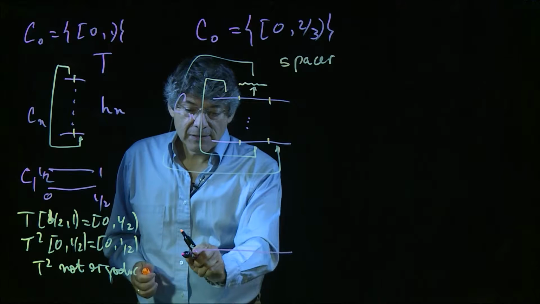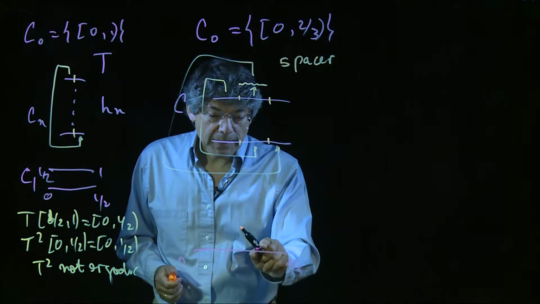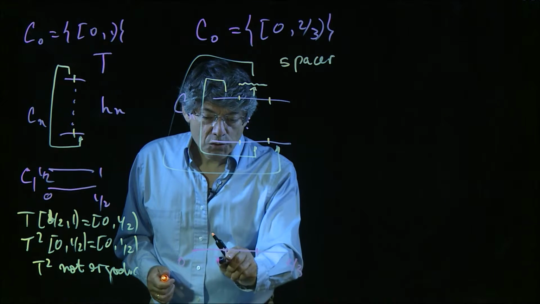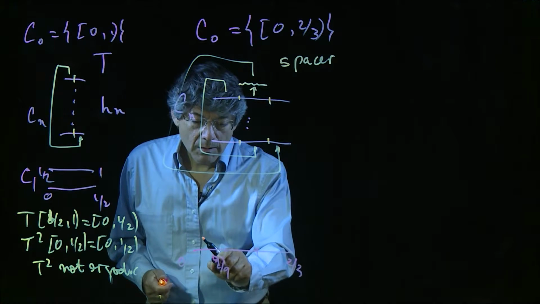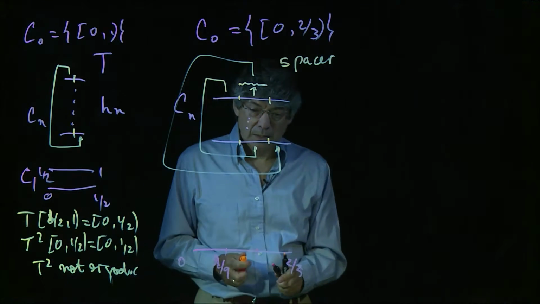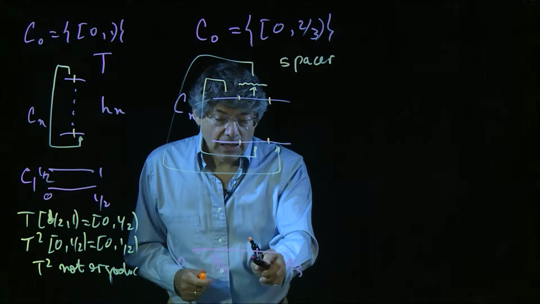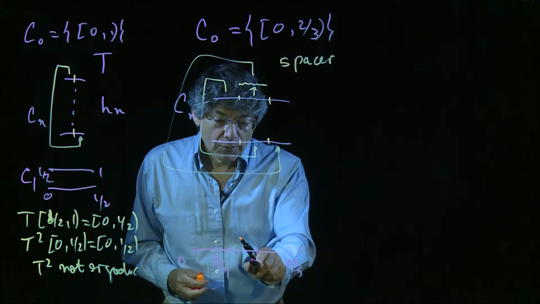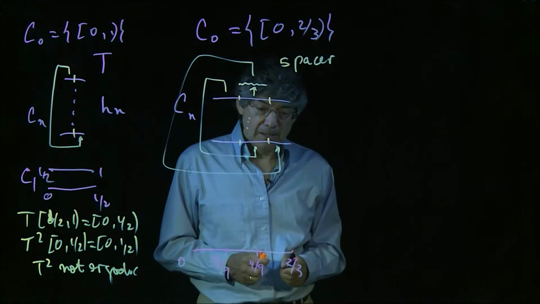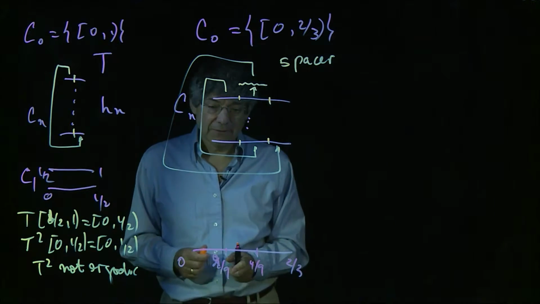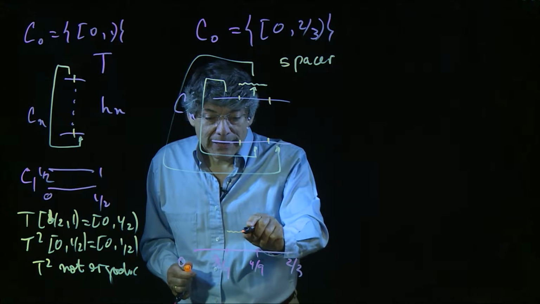And note that C0 goes from 0 to 2/3. So you cut into 3 pieces. So this will be 2/9. This will be 0 to 2/9. This will be 4/9. And this one here is 6/9. So we add a spacer, which will be here.